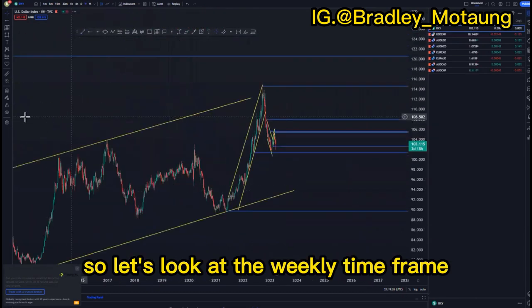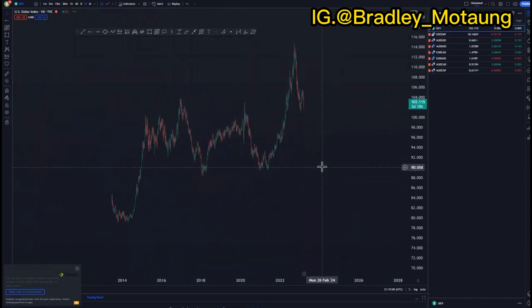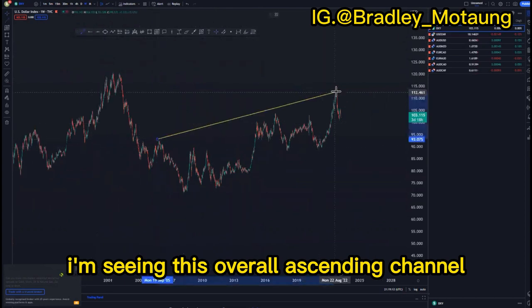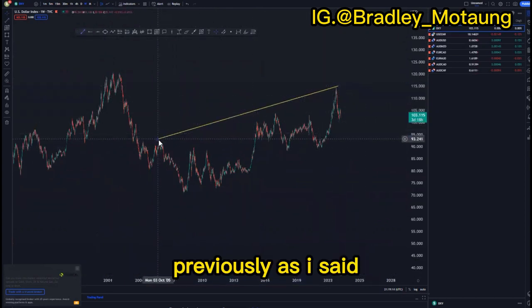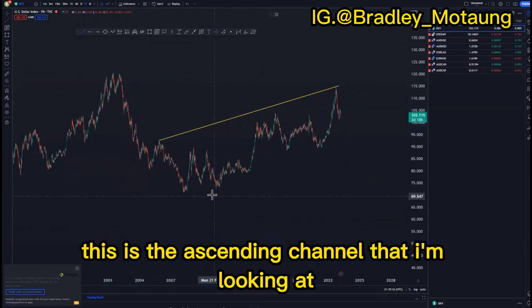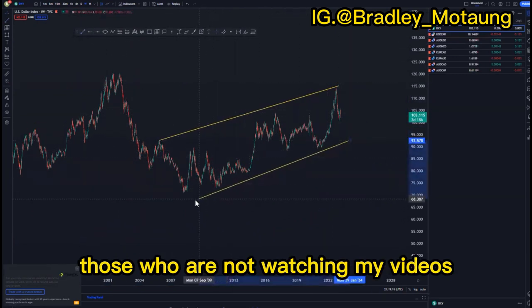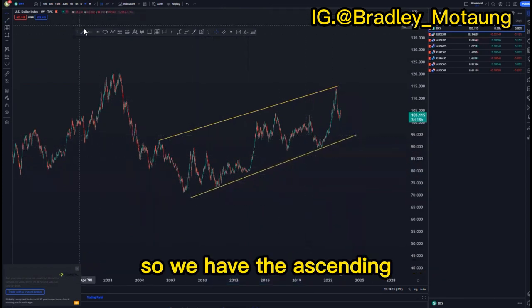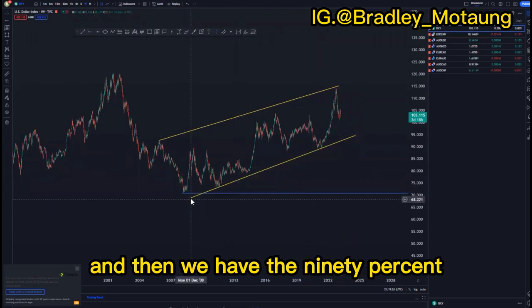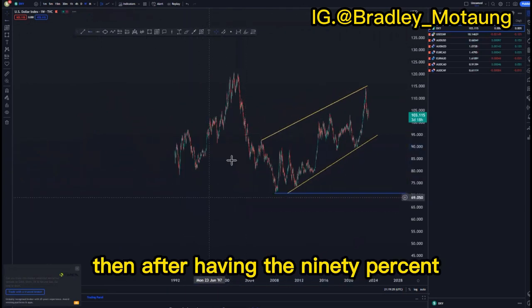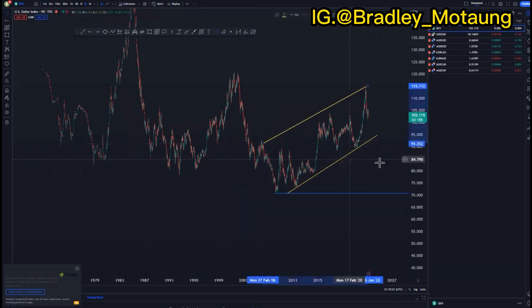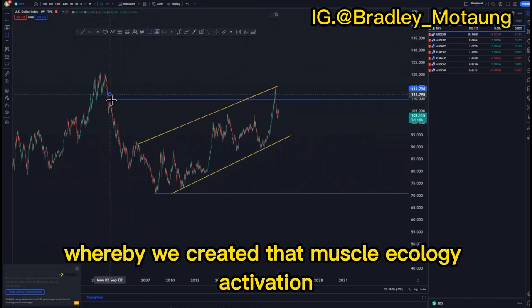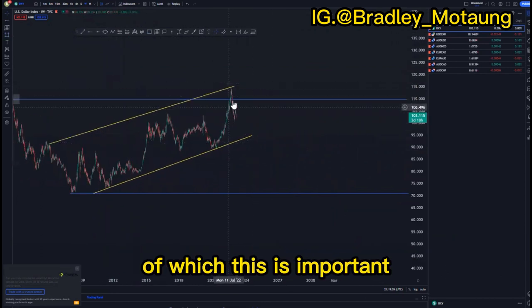So now looking at the daily time frame so that we can reanalyze each and everything together. Let's look at the weekly time frame since the market has closed. Looking at the weekly time frame, I'm seeing this overall ascending channel. Previously, as I said, this is the ascending channel that I'm looking at to initially push to the downside, for those who are not watching my videos up until the end. So we have the ascending, and then we have the 90%, as you can see around this point. Then after having the 90%, we have the overall high here, whereby we created that mass psychology activation on the higher time frame, of which this is important.